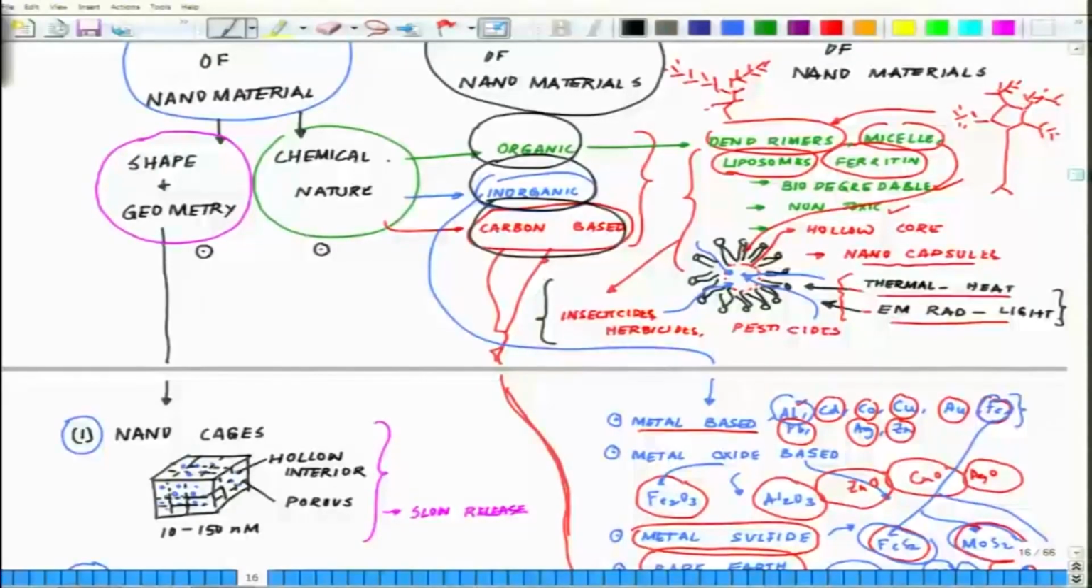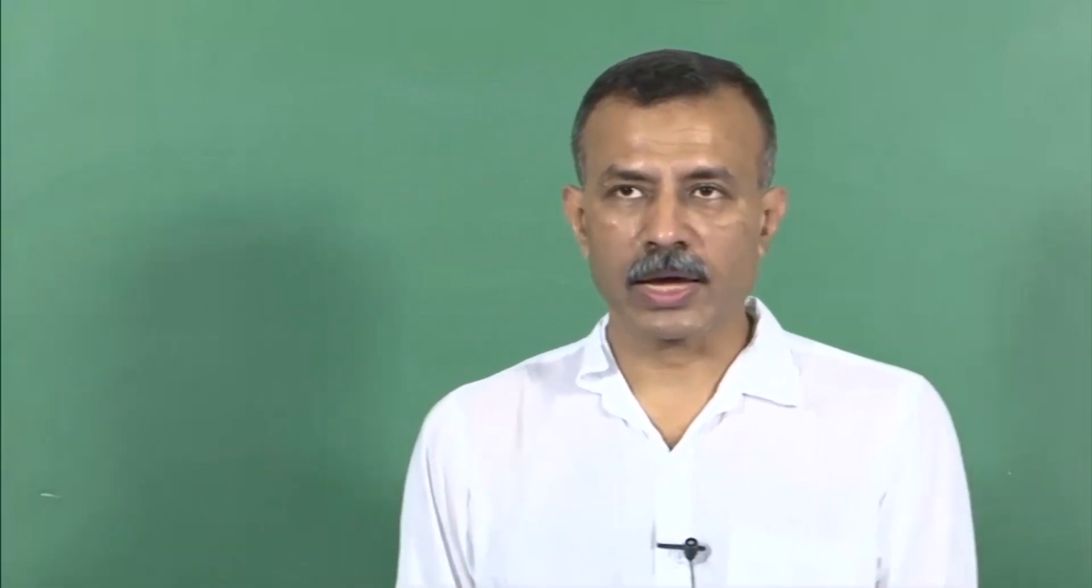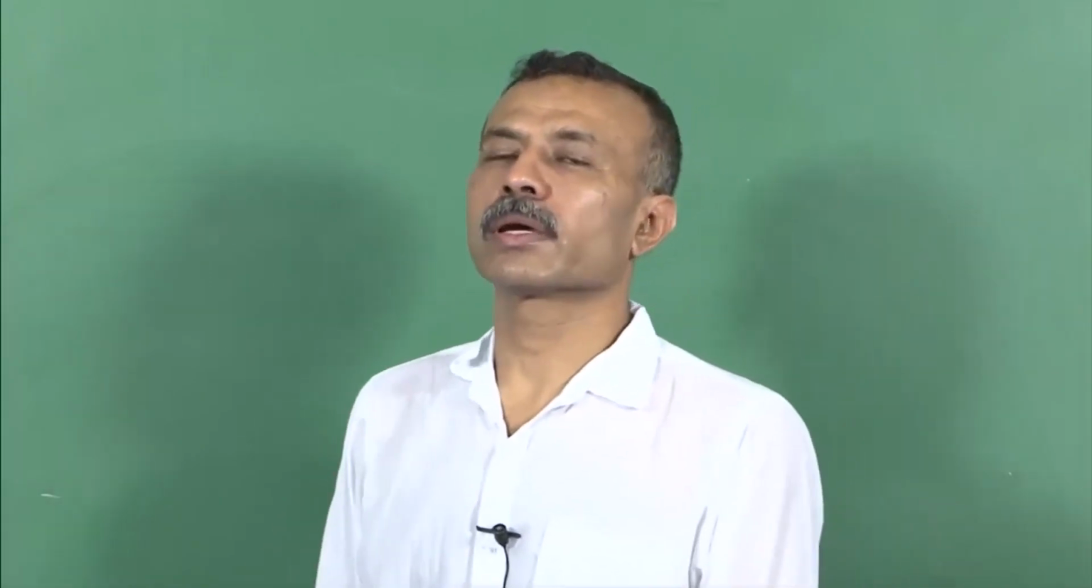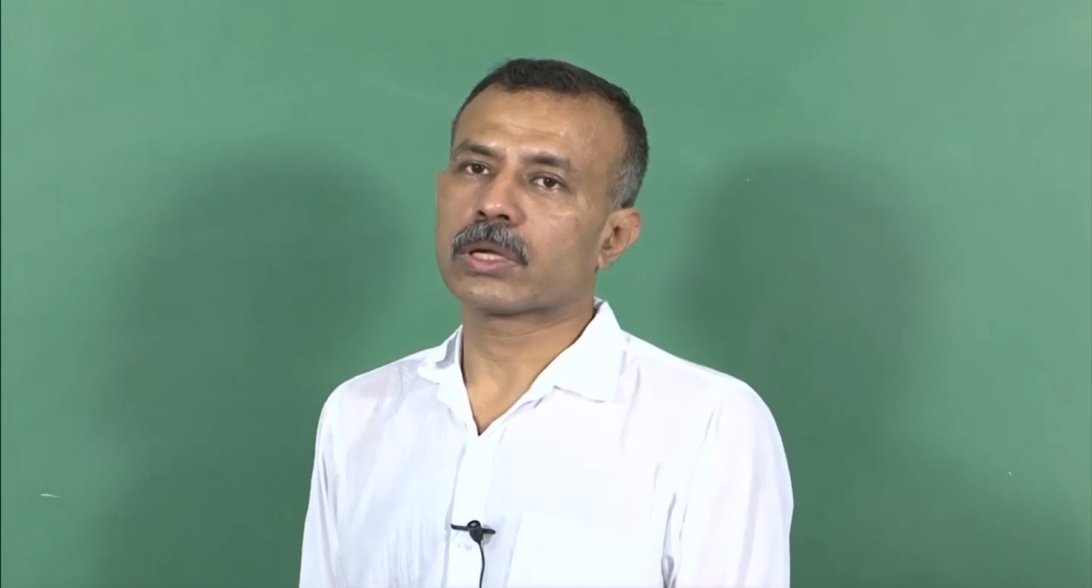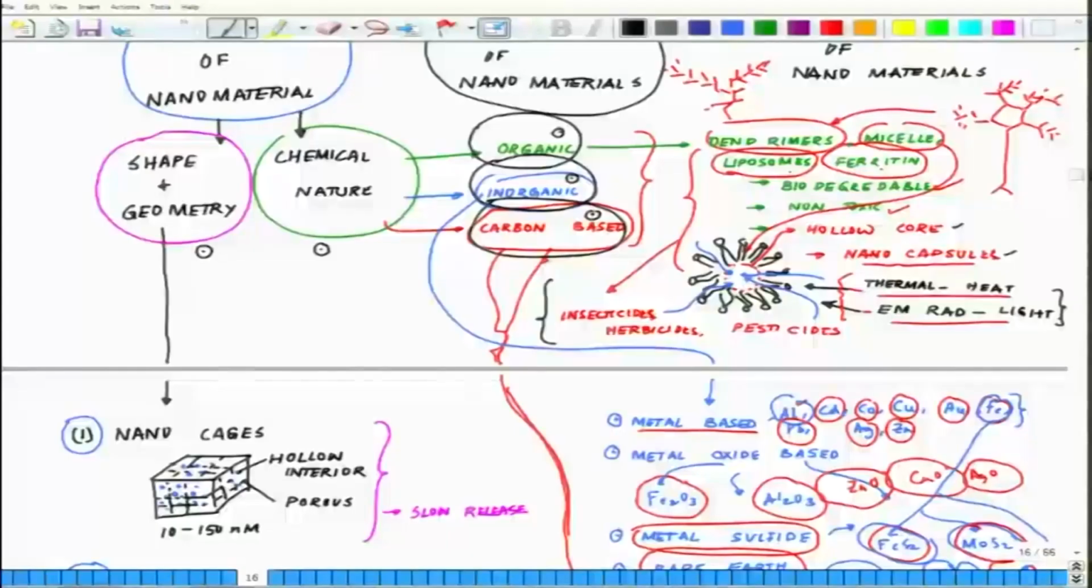The next classification route we discussed was the chemical nature, where we talked about organic, inorganic and carbon based. In the organic we talked about dendrimers, micelles, liposomes and ferritin. Most of them are biodegradable and non-toxic, and most have hollow cores, so they could be used as nanocapsules to deliver any kind of active ingredient or agrochemical at a specific site. Not only that, many of these organic nanocapsules could be tailor-made to open or close according to electromagnetic radiation or any other form of radiation like heat or some other source of energy.